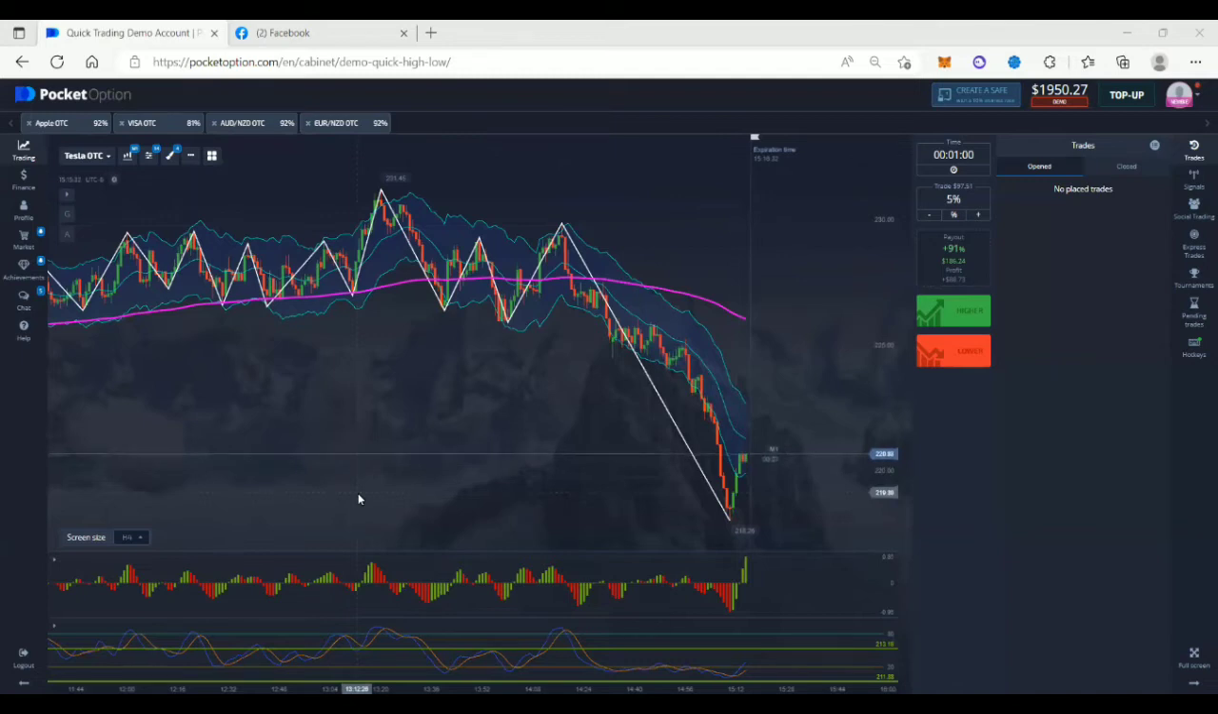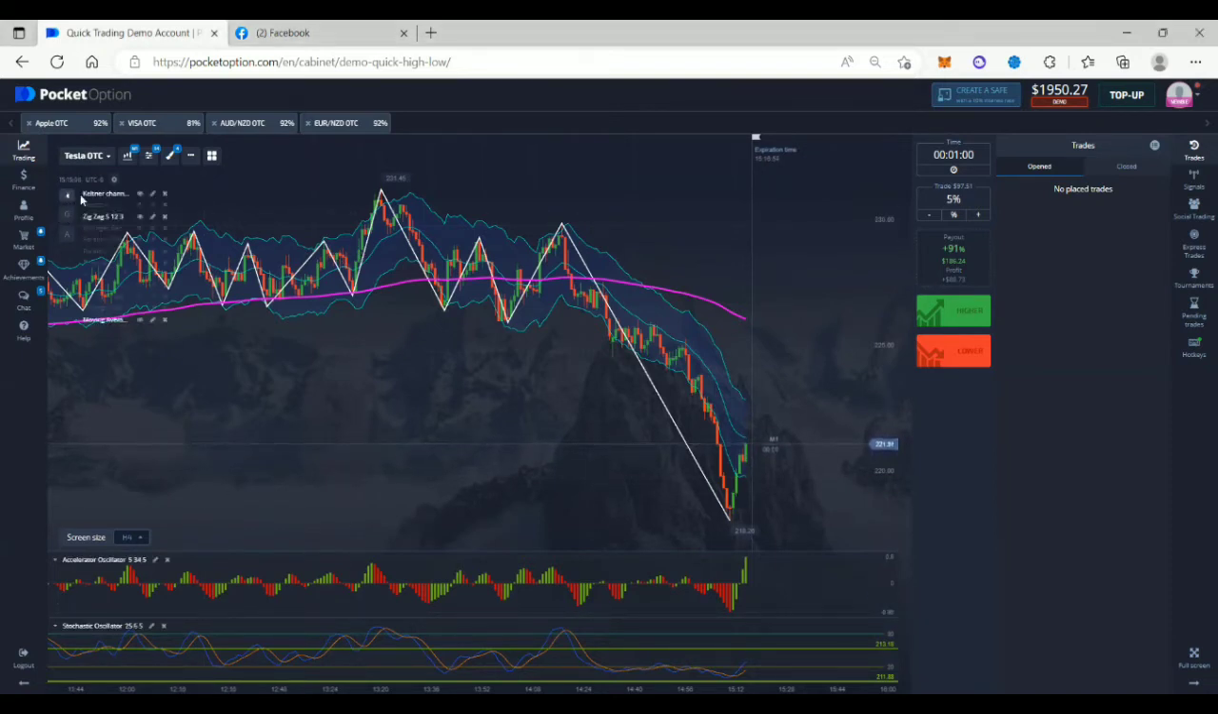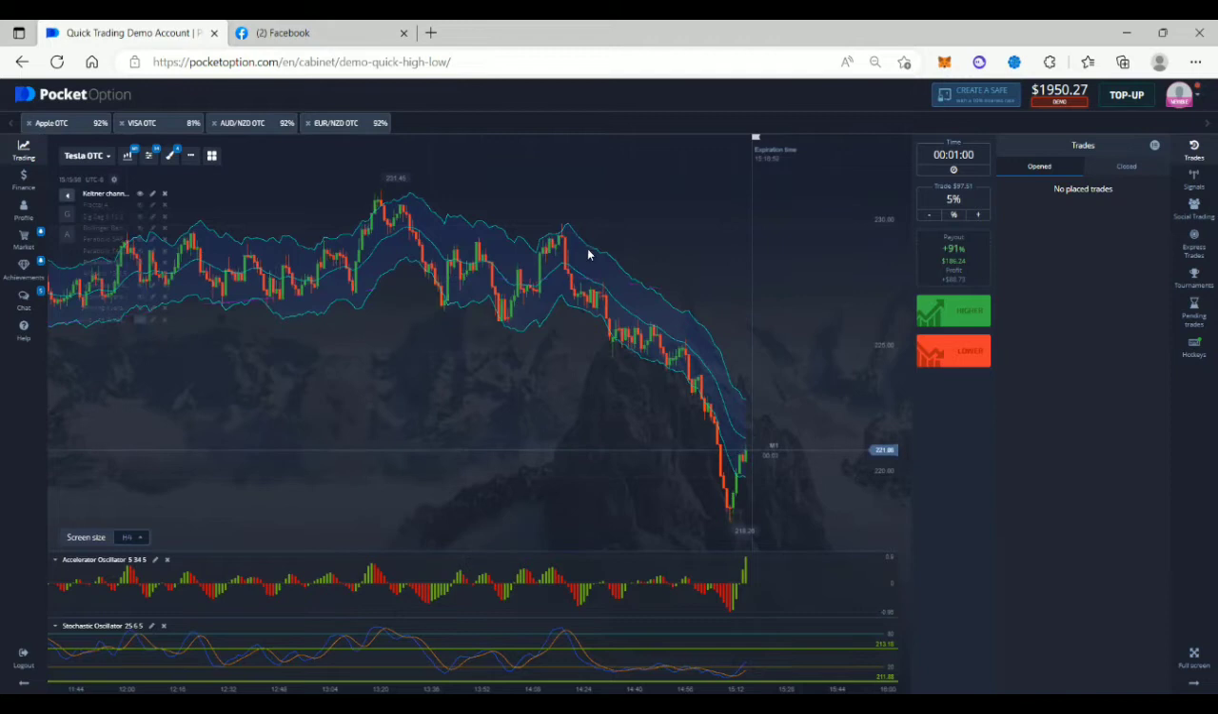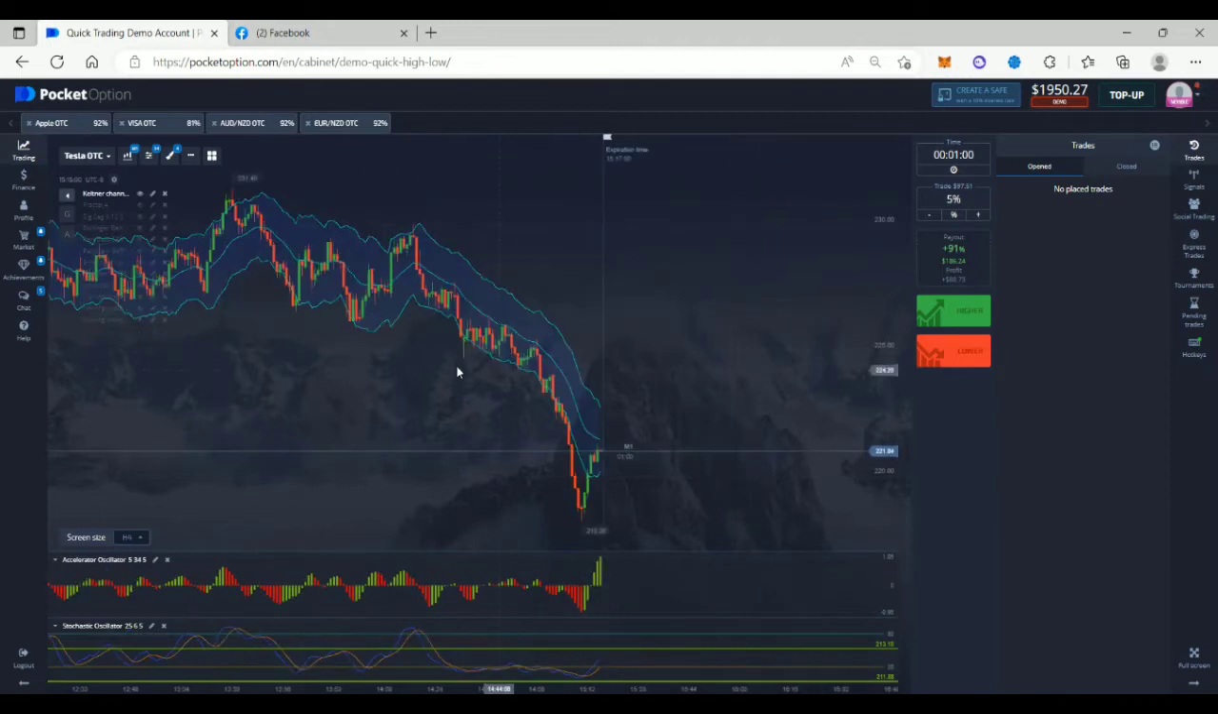So, good afternoon, everybody. I want to go over some basics of what I am doing when I am doing 1 minute trades with y'all and what I have on my screen. Remember, our goal is to earn 25% a day trading. What I currently have on my screen is the Keltner channel, which is this right here.